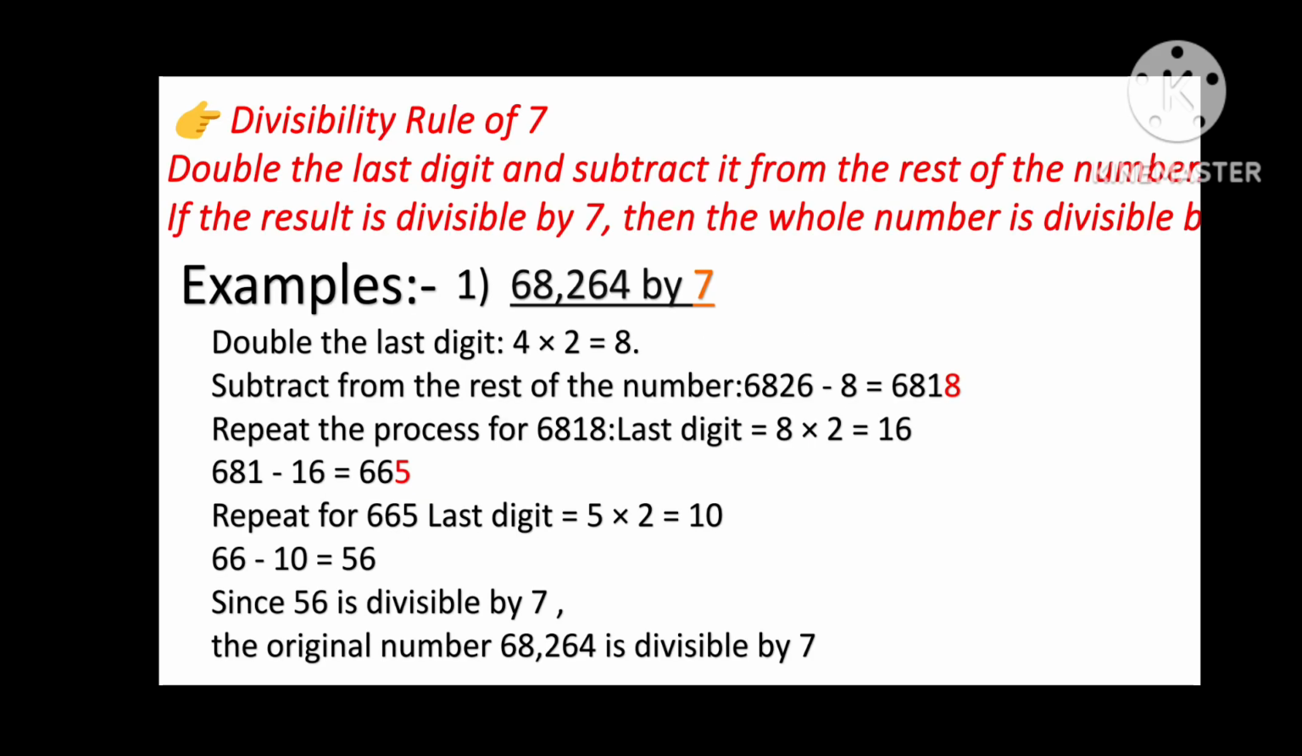Divisibility rule of 7: double the last digit and subtract it from the rest of the number. If the result is divisible by 7, then the whole number is divisible by 7. For example, 68,264. We have to double the 4, which is 8. We have to subtract the 8 from the remaining number, which becomes 6,818. We have to repeat this process. With the help of this, the original number 68,264 is divisible by 7.